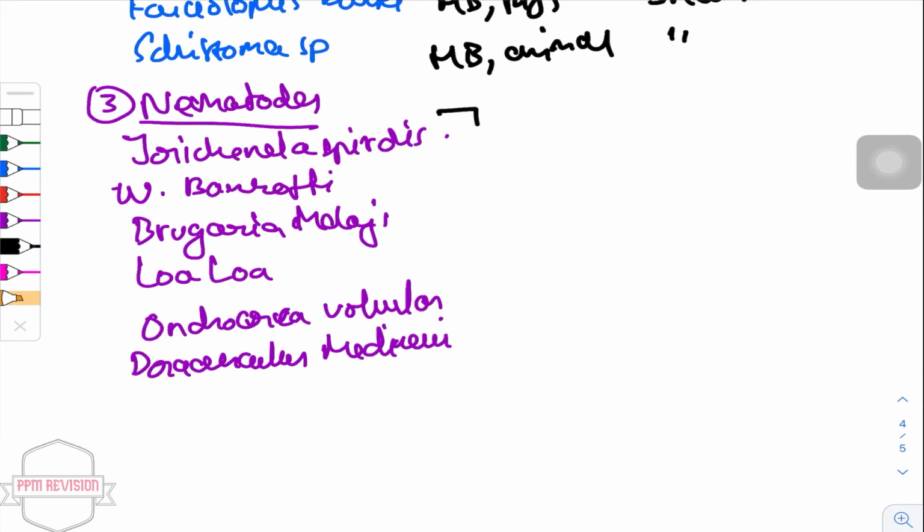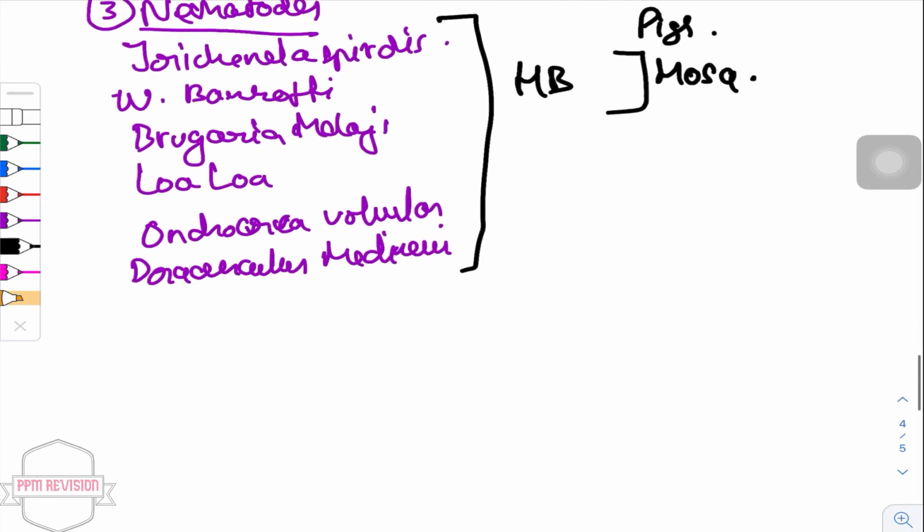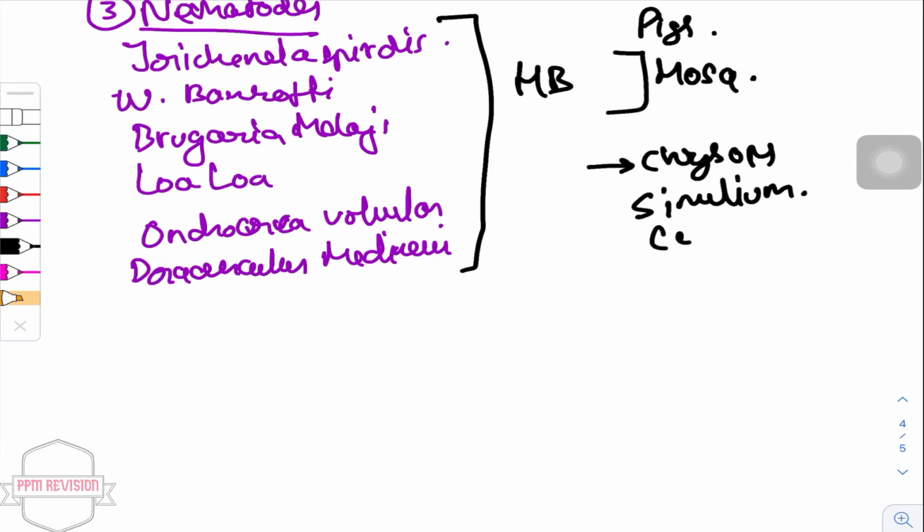And nematodes, it's mainly the definitive host being human beings. And then intermediate host, for Trichinella spiralis, is pigs. Next, Wuchereria bancrofti and Brugia malayi is mosquito. And then Loa is chrysops. And then Onchocerca volvulus is Simulium, and Dracunculus medinensis is cyclops.